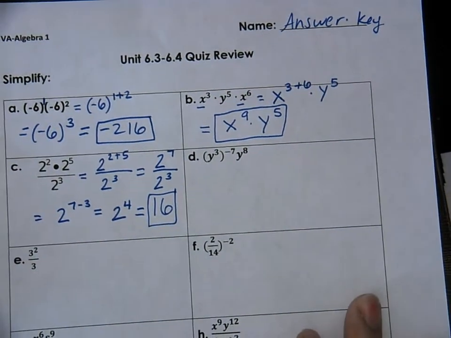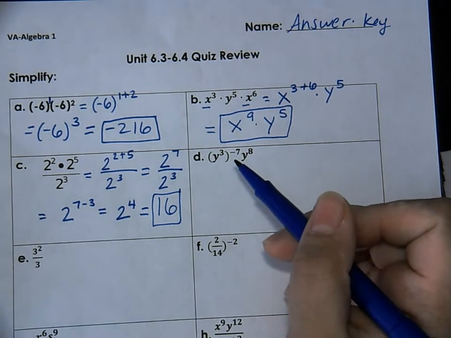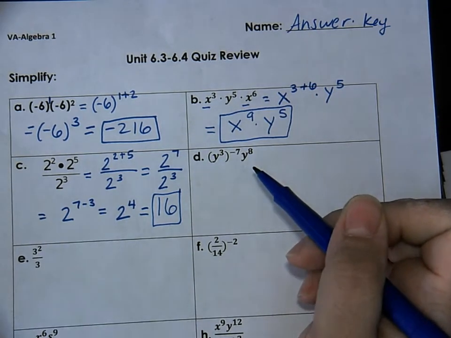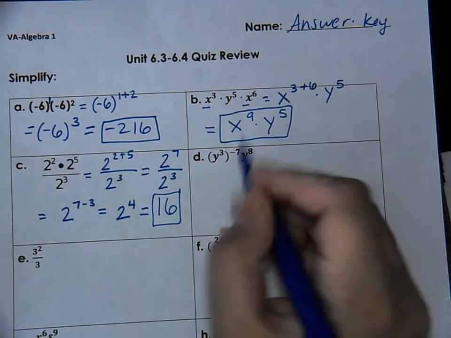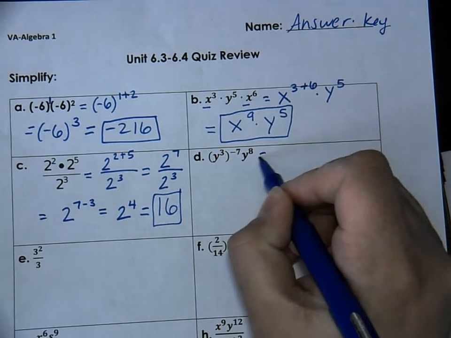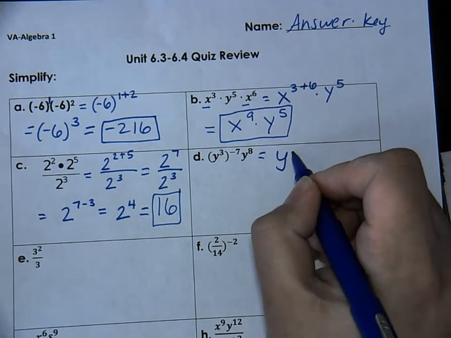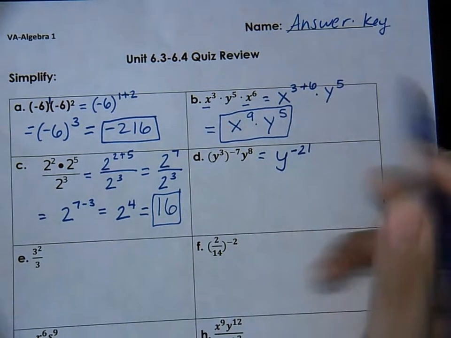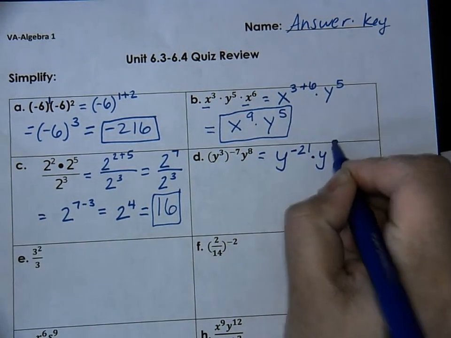Let's try another one. This one is the second property we saw, called the power of a power property, when you're dealing with multiplying like this. So we now have to multiply these exponents together. So it would be y, 3 times -7, which is -21, for that first term. Then you still have y to the 8th right next to it.